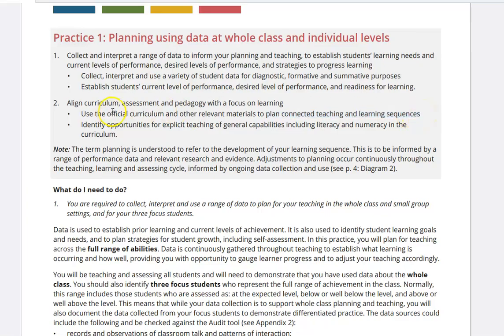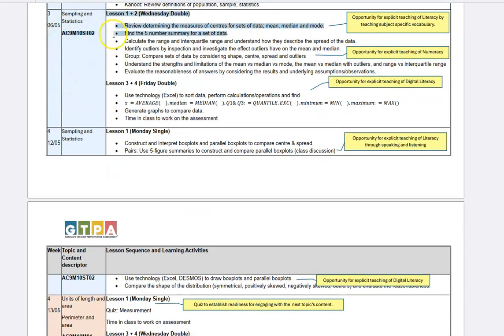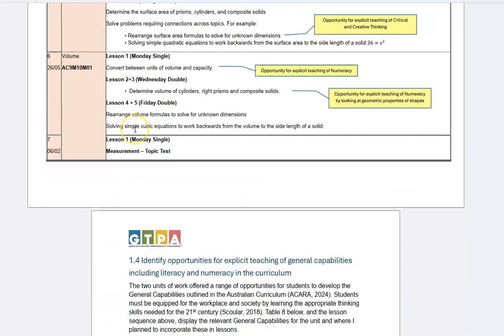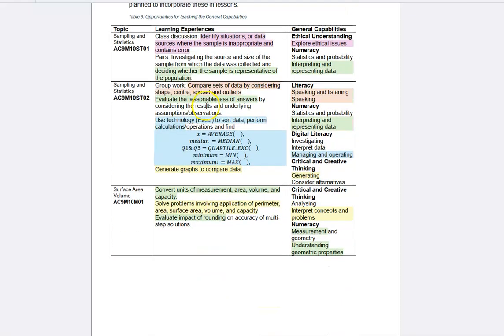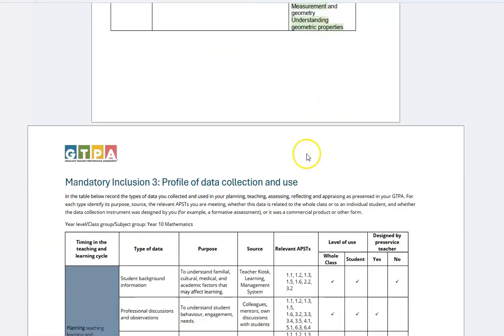So we've got the curriculum, but we also need to show our planning. And we see they've done that. Notice you've got curriculum codes, for example, so it's official curriculum. Then they demonstrate, here are the lessons I'm going to do. The last requirement was to identify opportunities for explicit teaching of general capabilities, which must include literacy and numeracy. And it goes through an overview of that in the planning.